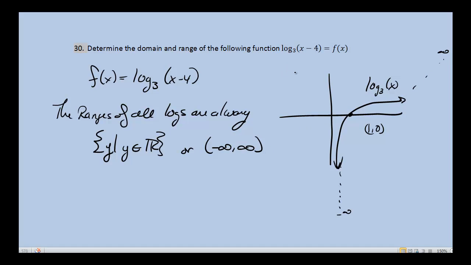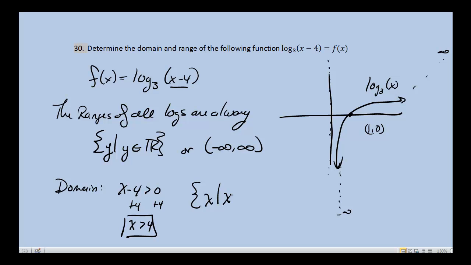But we know with logarithmic functions our argument must always be positive. Therefore, the domain of this function must be restricted. So we know that this argument, x minus 4, must always be greater than 0, because at 0 there's a vertical asymptote that exists here. We're going to add 4 to both sides, and we get x is greater than 4, and that will be the domain of our function.